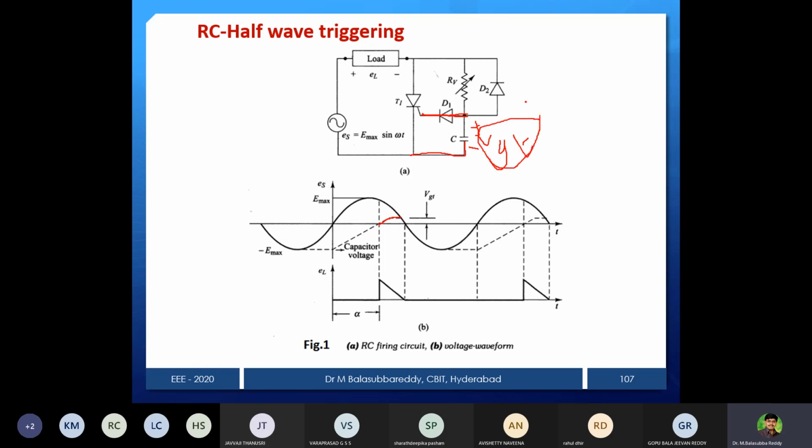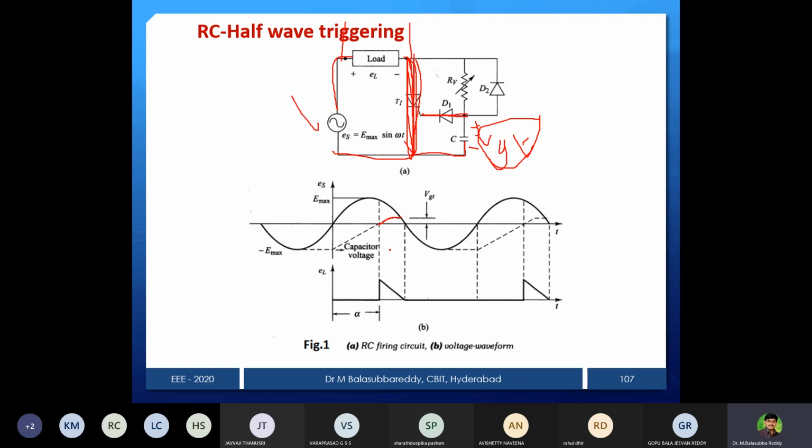So once that voltage reaches VGT, automatically the thyristor is going to trigger, because the voltage across gate and cathode is equal to VGT. Automatically the thyristor gate terminal reaches I_G minimum, then the thyristor starts conducting. If the thyristor is conducting, whatever the source voltage is, because the thyristor is on, this end is connected to negative, this end is connected to positive, then the load voltage is the same as the source voltage.